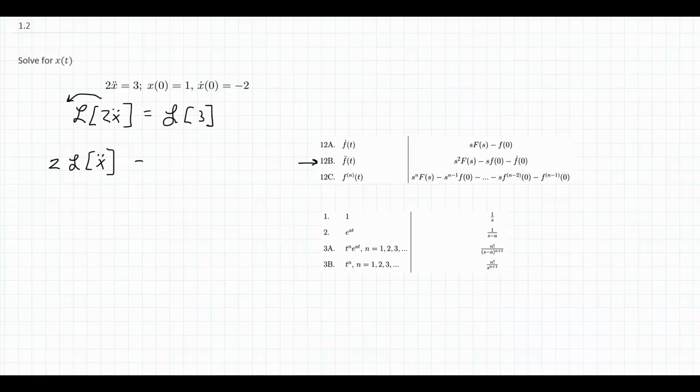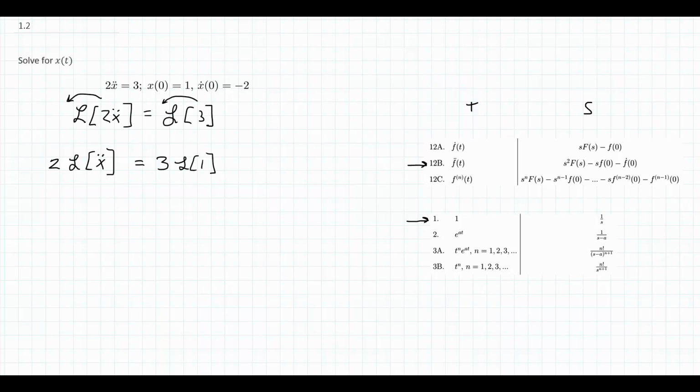And looking at the right-hand side, again, I'm going from the left side of my column to the right side, from the time domain to the frequency domain. The right-hand side looks like 1, which is a 1. And again, I'll show these steps in between. I can take a 3 outside, and I'll be left with 3 times the Laplace transform of 1, just to show exactly what I'm doing here.